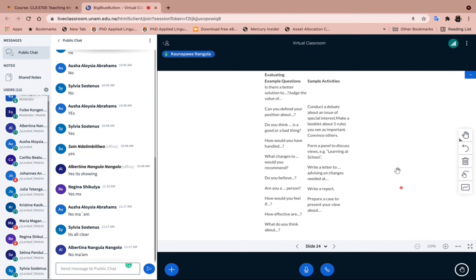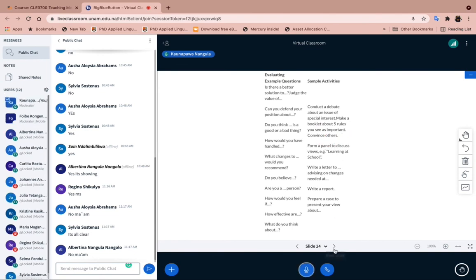Okay. And then we've got evaluate examples. We have got, is there a solution to judge the value of? Can you defend your position about whatever topic they are covering? Do you think something is a good idea, or is it a bad idea, or is it a bad thing? And then examples of activities: conduct a debate about an issue of special interest, make a booklet about 5 rules you see as important, convince others. So that's just a few of the examples.